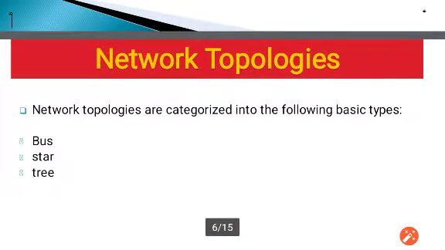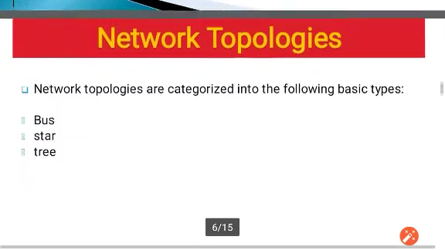Now let us understand what are the different types of network topologies. Basically we have bus topology, star topology and tree topology. By combining these two or three together, we can have hybrid topology as well. But these are the three basic ones. Let us understand them one by one.